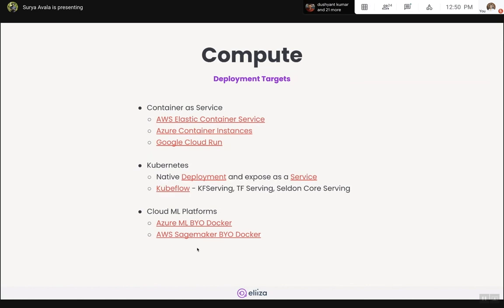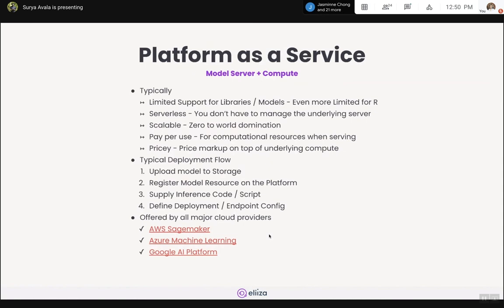And on the other end of things, we have these cloud ML platforms like AWS SageMaker or Azure machine learning platform, where we could essentially give them a Docker container with the inference code by sticking to some of the standards that they have put forward, and then they would deploy that as an endpoint for us as well.